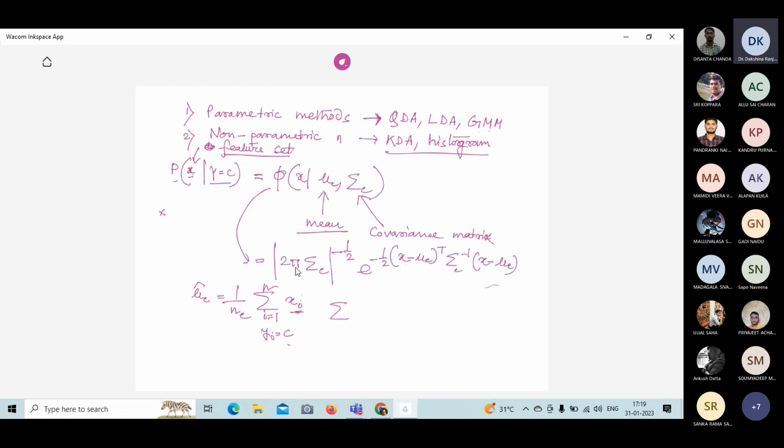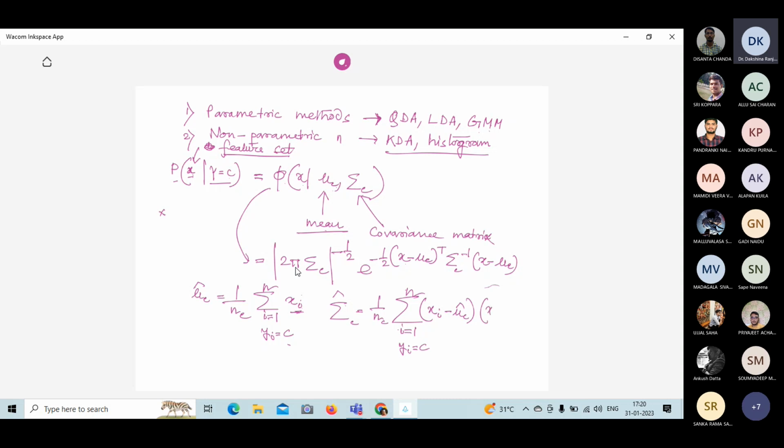Now we can get the covariance, the sigma c. We can write sigma cap c equals 1 upon nc, and we take the summation for n number of points, where yi equals c, i varies from 1 to n, over xi minus mu c. So we use this mean in order to compute the covariance.